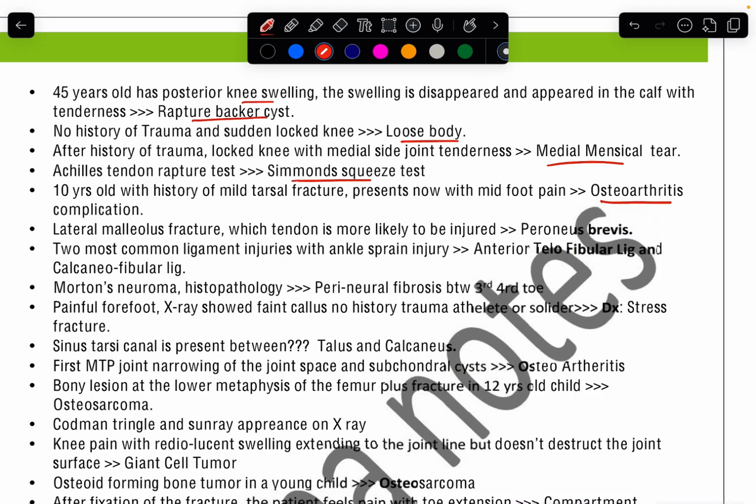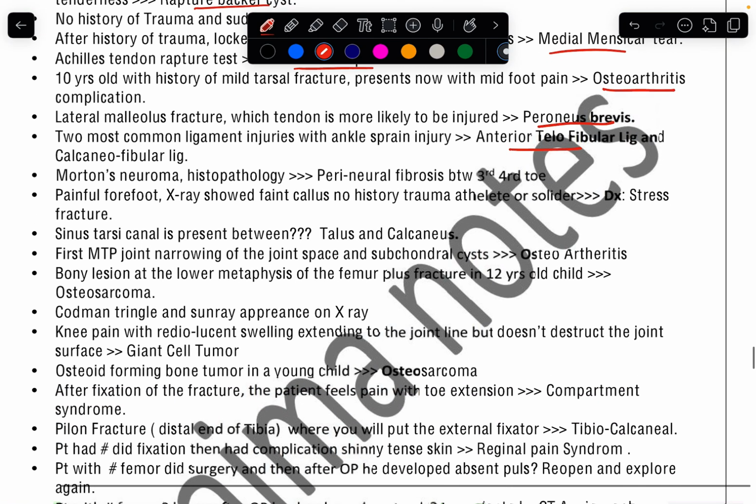10-year history of midtarsal fracture, presents now with midfoot osteoarthritis. Lateral malleolus fracture: which tendon is most likely to be injured? Peroneus brevis. Two most common ligaments in ankle sprain: anterior talofibular and calcaneofibular. Morton's neuroma, histology: perineural fibrosis. Painful forefoot, X-ray shows faint callus, no history of trauma, athlete: stress fracture. Sinus tarsi is present between talus and calcaneus.